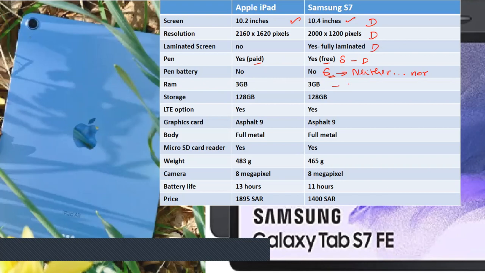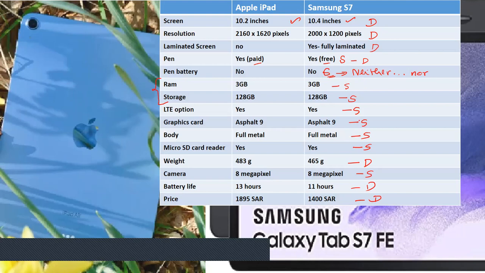RAM 3 GB, similarity. Storage, similar. LTE option, similar. Graphic card, similar, similar, similar. Here, different, similar, different, different. Now, if you have so many similarities, I gave you many just to give you all the options. So no need, you just take 4 or 5 only. Or there's one more option. You can safely combine 2 in one sentence because both are similar. Okay.